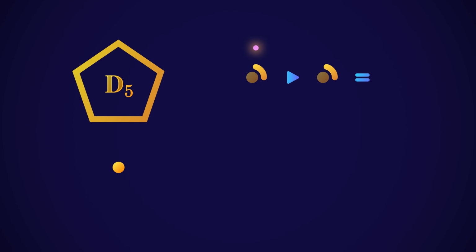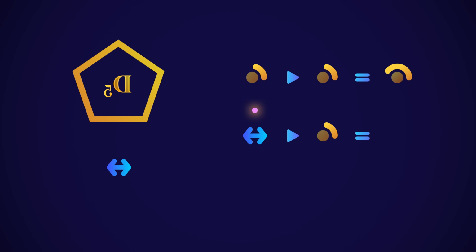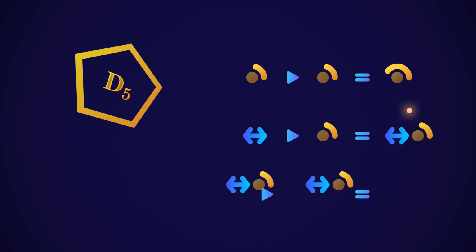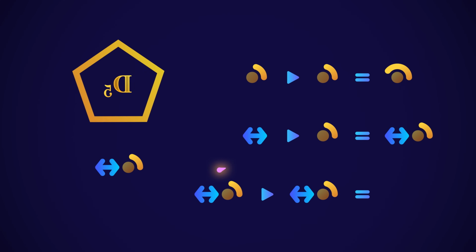For example, 1 unit rotation and another unit rotation equals 2 units of rotation. Or as another example, a flip and a unit rotation equals simply the flipped unit rotation. And as a final example, if we combine 2 such flipped unit rotations, it turns out we get back the neutral element. There is something I'm trying to hint at though.